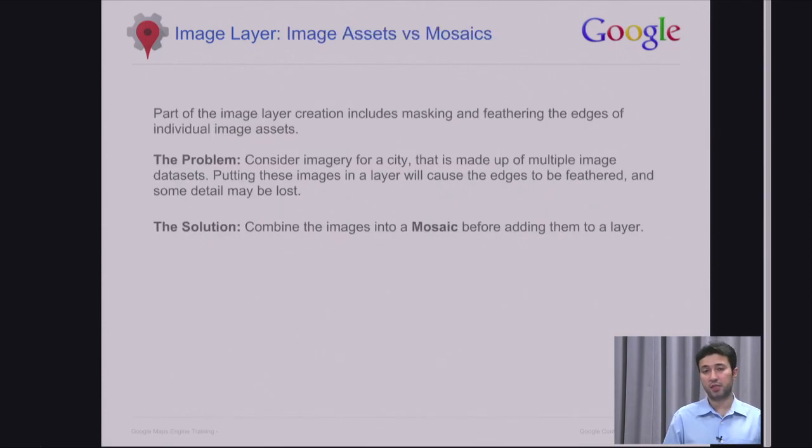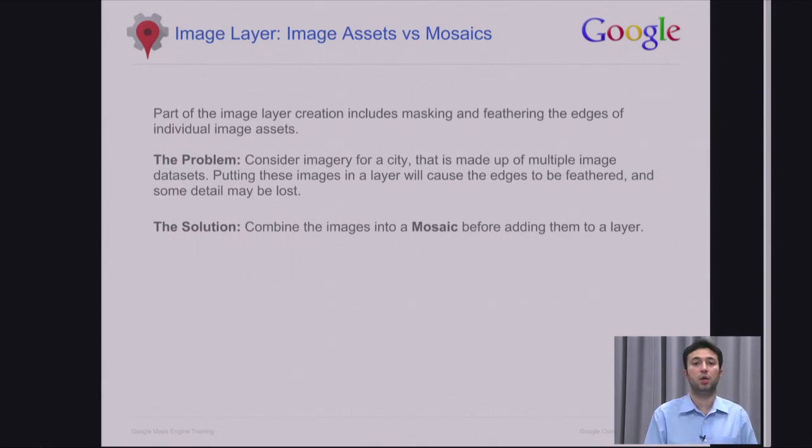Now, part of this image layer creation process includes, among other things, the feathering along the edges of each individual image. What this really means is, you can imagine as if the images are blurred along the edges so that we are able to blend it well or merge it well against the background, or in other words, the base map tiles. Now, this is okay in some cases if the images are not contiguous or they are not meant to be next to each other.